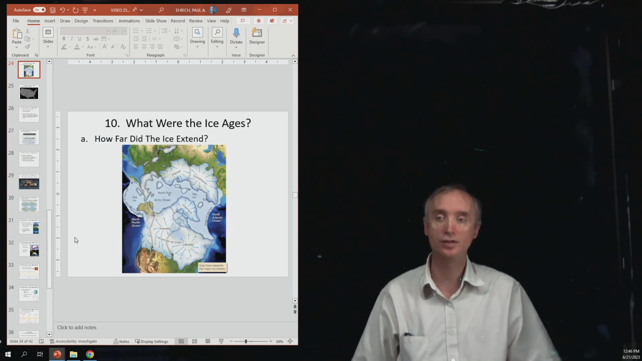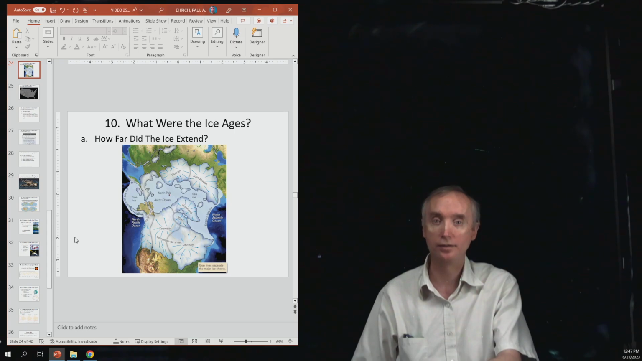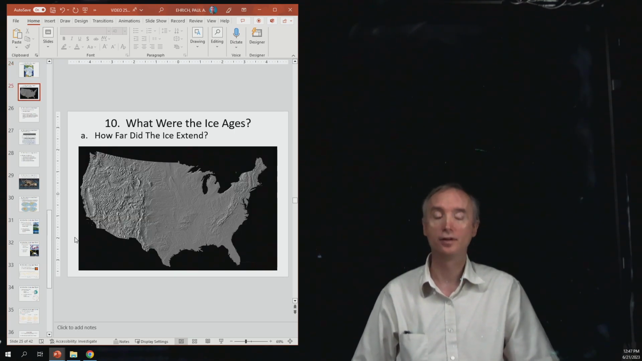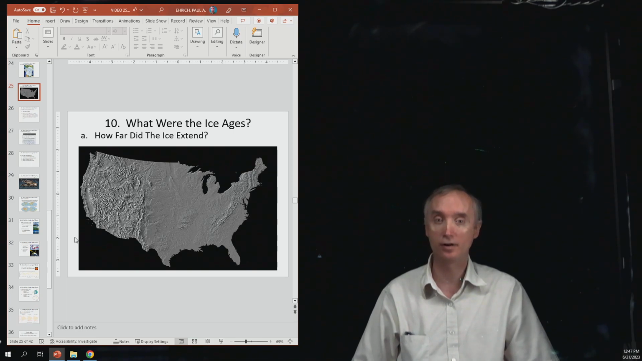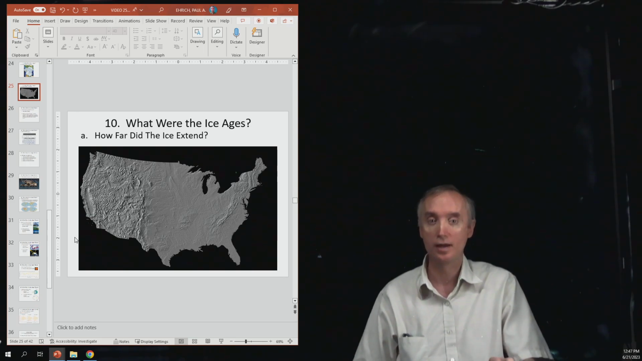To give you an idea, the Missouri River in the state of Missouri in North America represents the southernmost boundary of one of these ice sheets. Okay, then another line of evidence that indicates just how far these ice sheets extended is from a physiographic map of North America. And what this shows is the basic topography of North America.